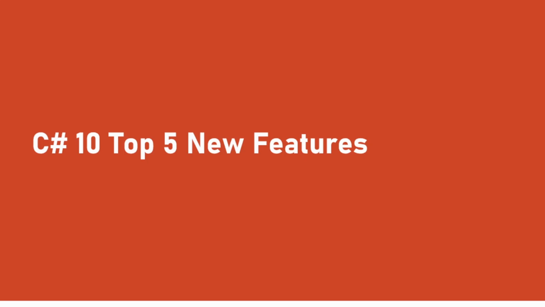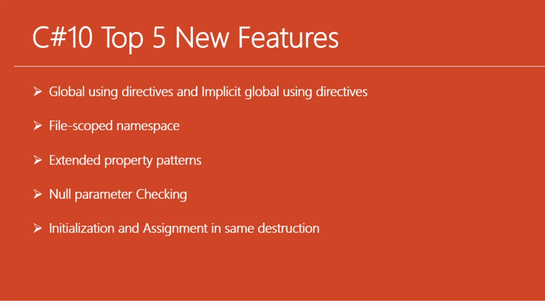So today's topic is C# 10 top 5 new features. First, I will talk about global using directives and implicit global using directives. Second, we will look at what a file scope namespace is and how we can use it in a program. Third, I will explain what an extended property pattern is and the benefit of using it. Next, we will look into null parameter checking, what it is and how it helps developers while writing a program. Finally, we will see how initialization and assignment are done in the same deconstruction using C# 10. So let's dive into it one by one.